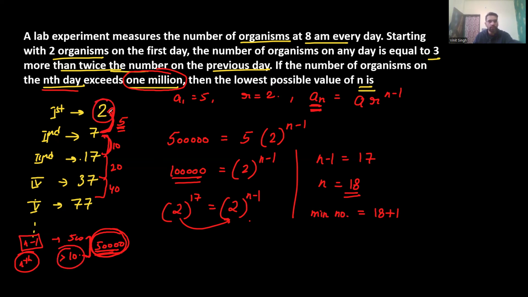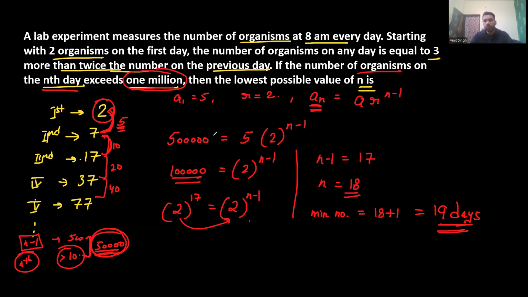So we are getting the difference of two numbers, not starting from 2 to the last term. Here is the difference, so we will add one more number. So the minimum number of days will be 19. 19 days are required for the number of organisms to exceed 1 million. I hope you will understand the solution of the question.